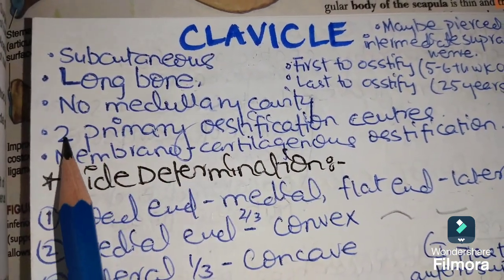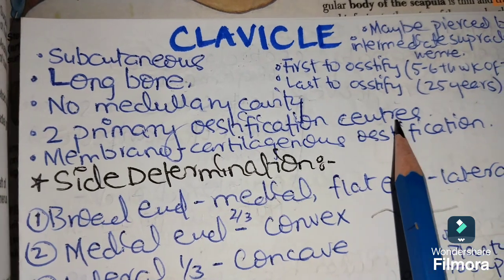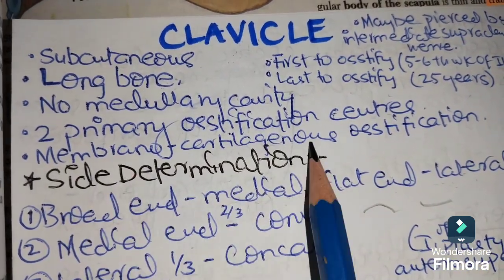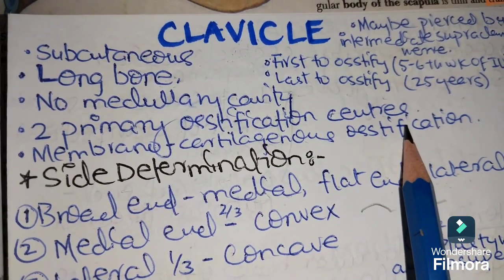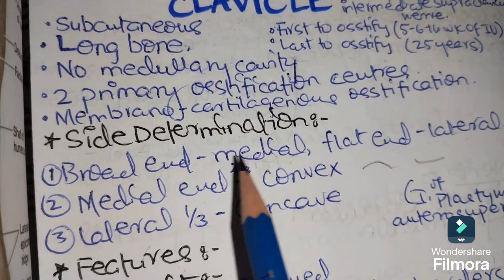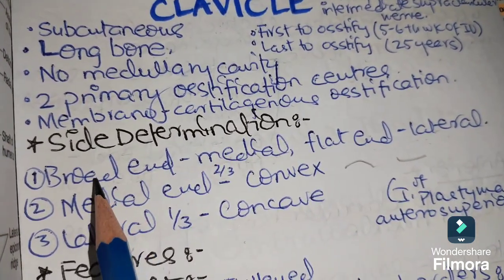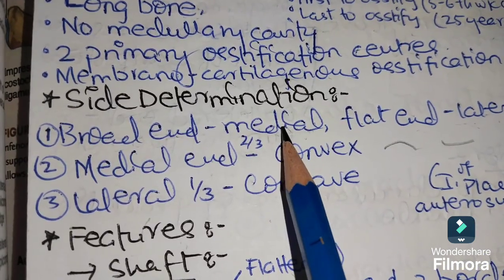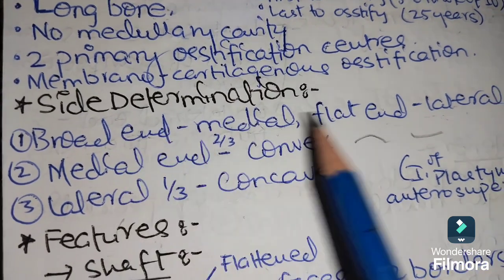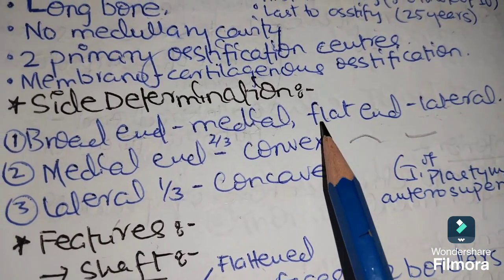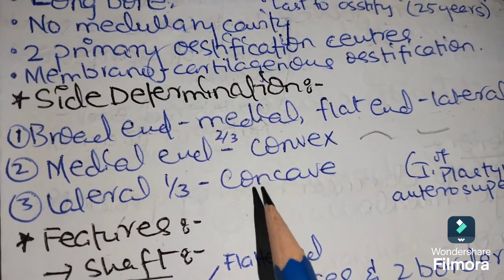The clavicle bone has two primary ossification centers. It is a membrano-cartilaginous bone. Let's talk about the side determination of clavicle. The medial end of clavicle is the broad end and the lateral end is the flattened end.